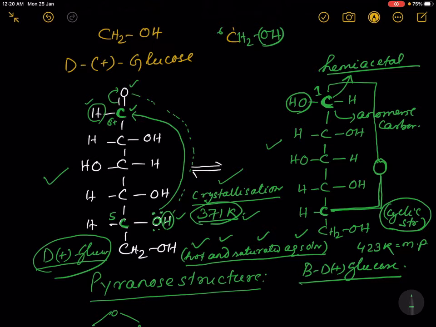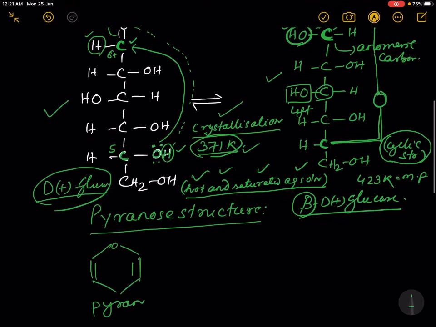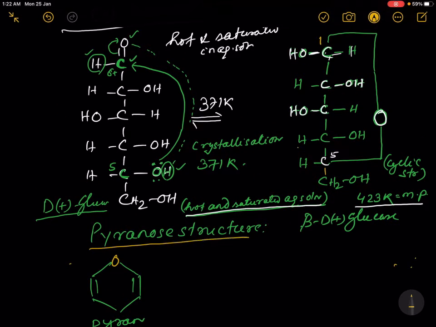Another cyclic structure of D plus glucose is there, that is alpha D plus glucose, but here we are not going to discuss alpha D plus glucose. One thing you have to remember, in beta D glucose, the third carbon contains an OH group on the left hand side, and in first position also the OH group is on the left hand side. So there are two OH groups on the left hand side at 1 and 3 position.